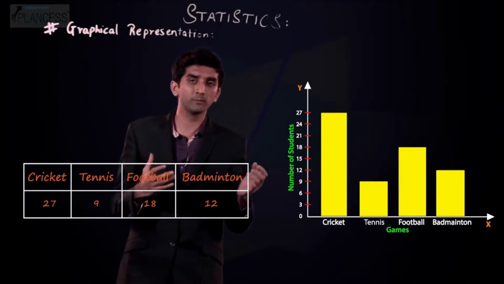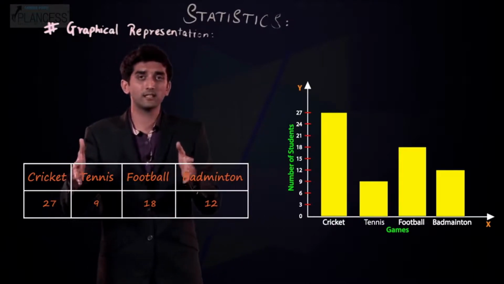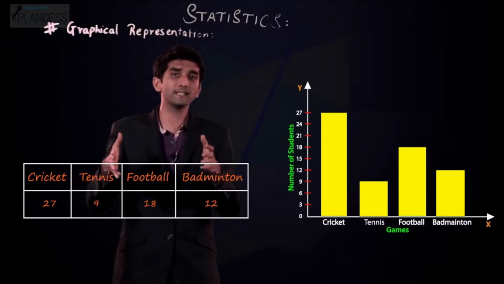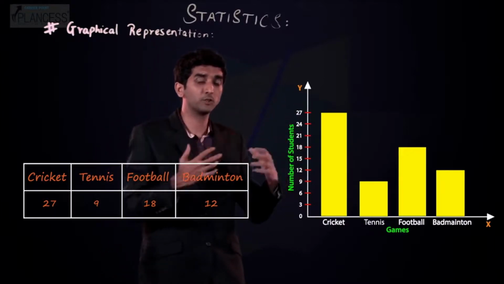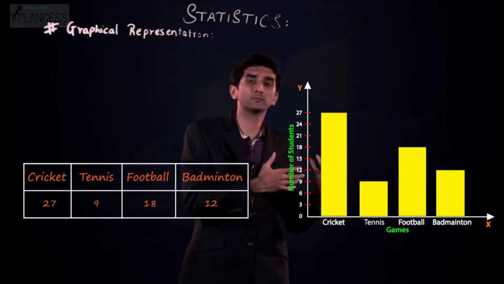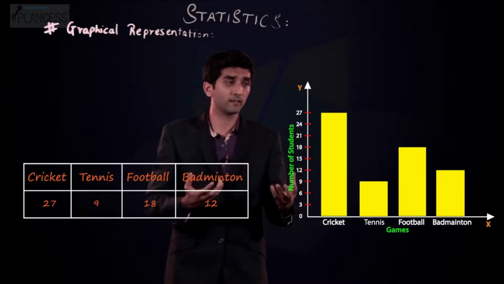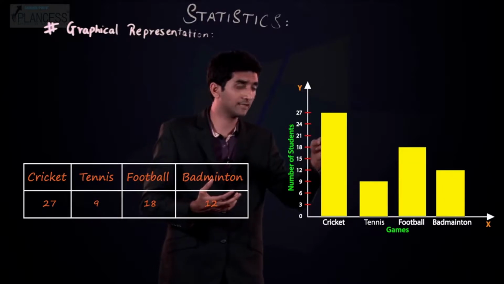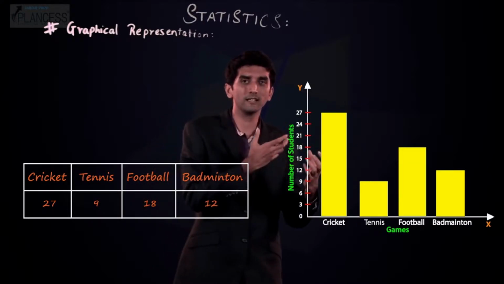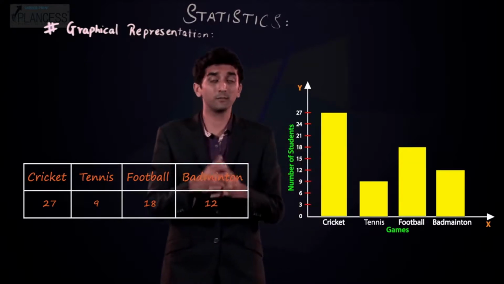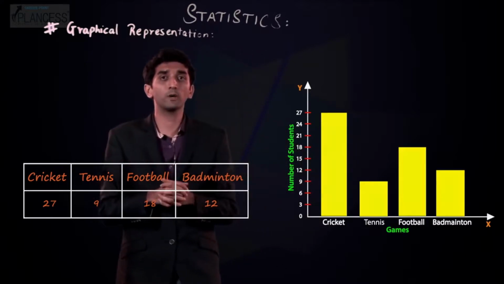Don't you agree with me? Definitely the tabular form is a very systematic and ideal way to represent data, but when you pictorially represent it in terms of a graph, it's quite appealing. Anyone can say, oh wow, this is tennis and 9 students play tennis. You can very easily understand the data, and it looks appealing at the same time. It creates an impact. So this is all about bar graph.